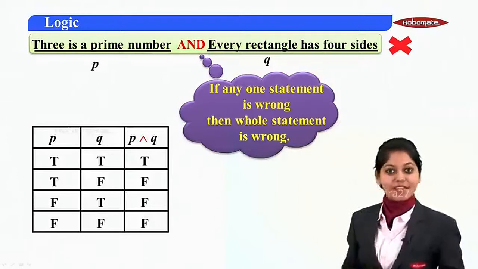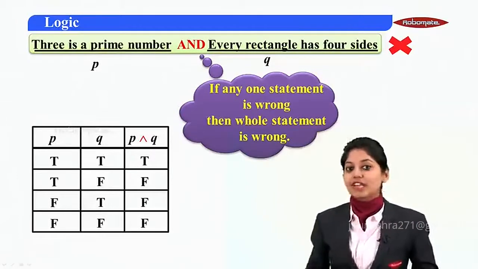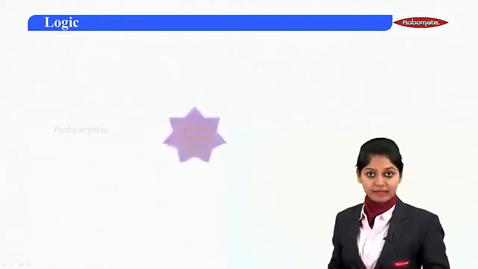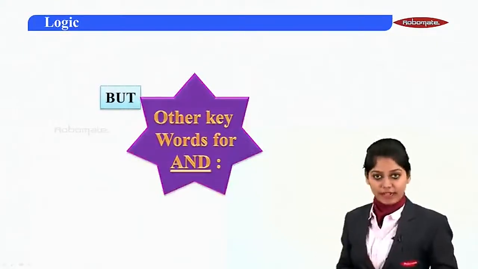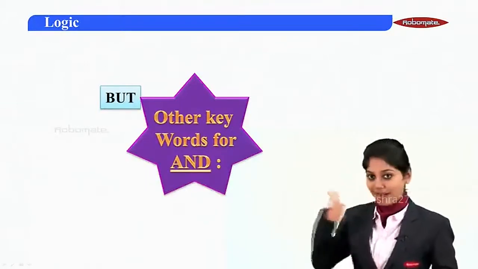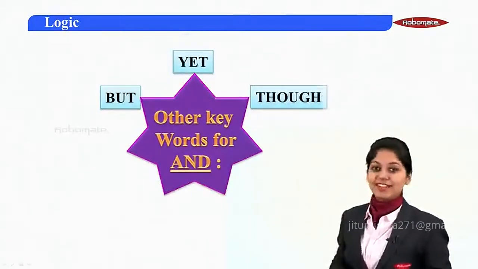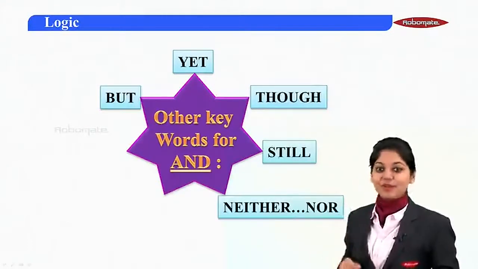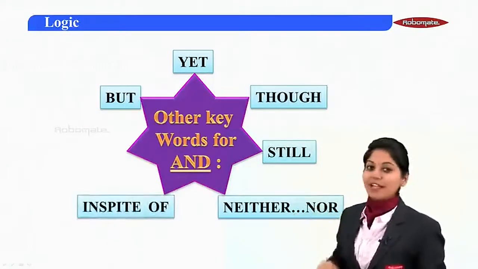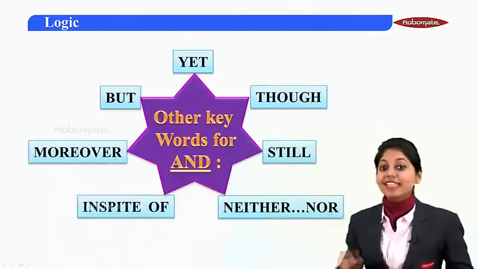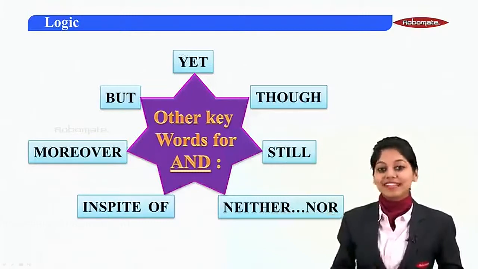Understood? Simple enough. Now class, we'll move to some different keywords for "and". What are those different keywords which we can use in the place of "and"? Those are but, yet, though, still, that is neither nor, next one in spite of, and next one is moreover. These are the different keywords for the connective "and".